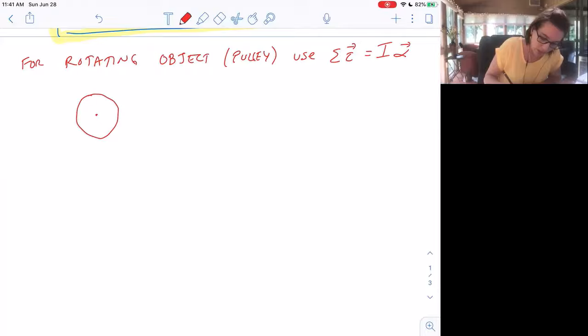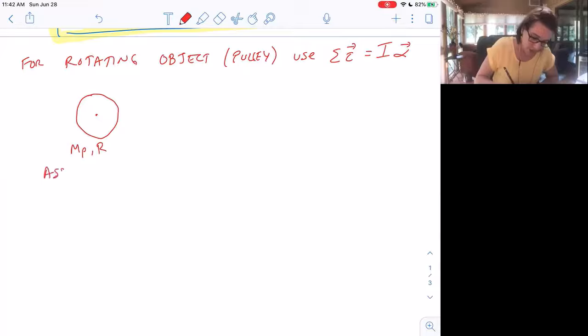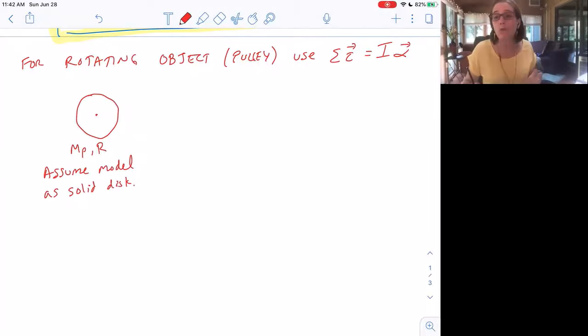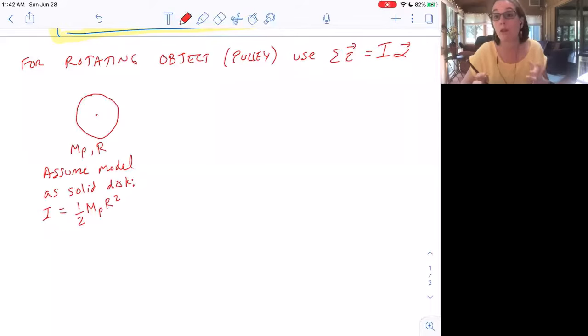I was told in the original problem that the pulley has some radius r and some mass m sub p. And let's assume, it'll tell you in the problem, that we can model it as a solid disk. The problem will always tell you what to assume about the makeup of a pulley. If you can model it as a solid disk, what that means is that the I would be that of a solid disk, which is just equal to 1/2 m r squared, so 1/2 m sub p r squared. So we do know the moment of inertia for that pulley from our table.